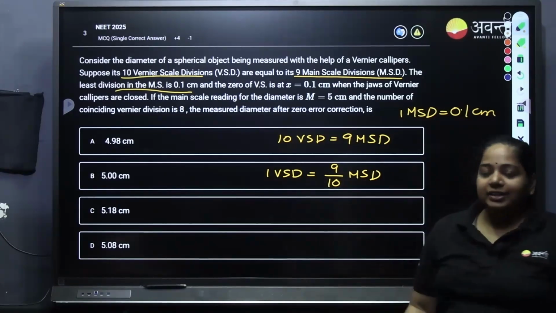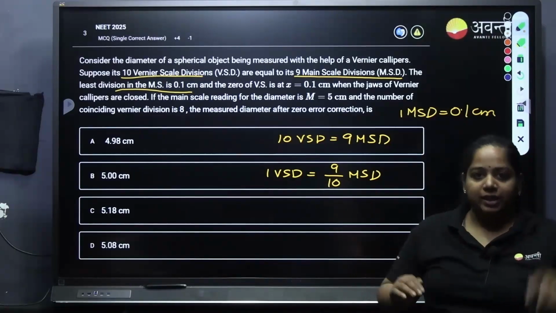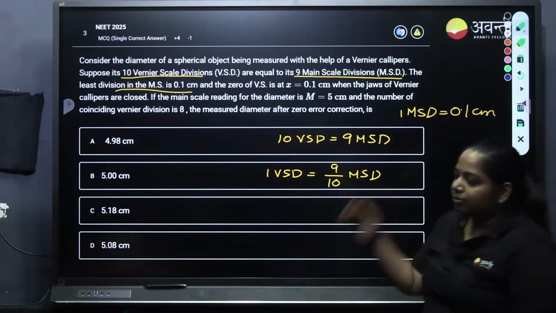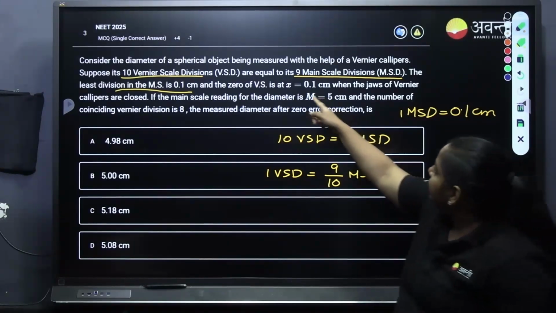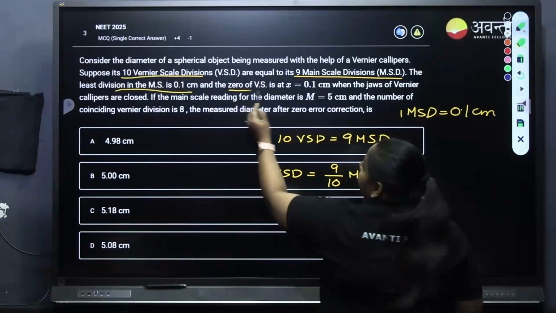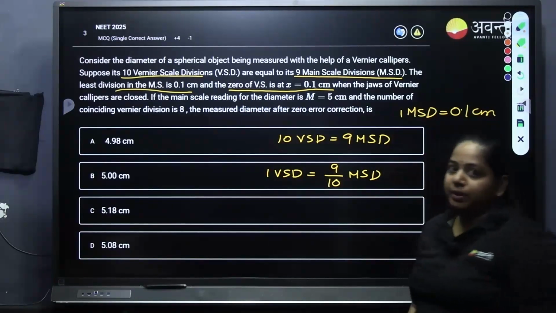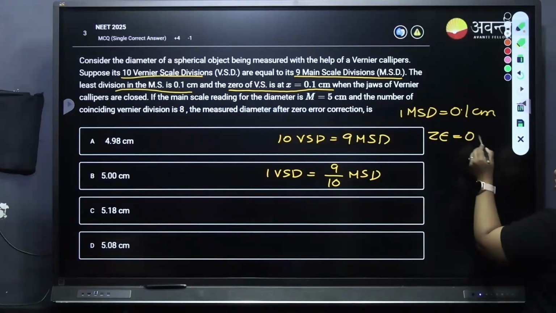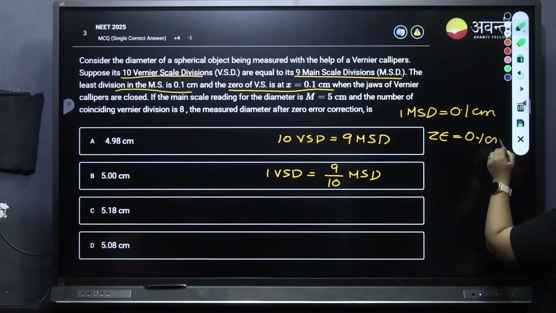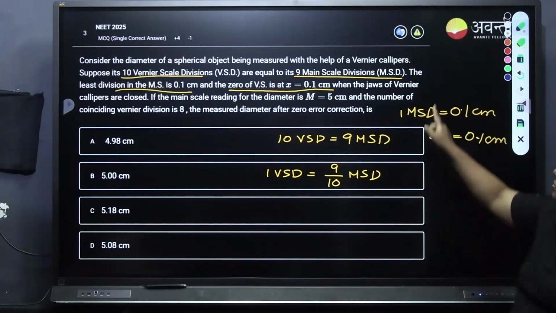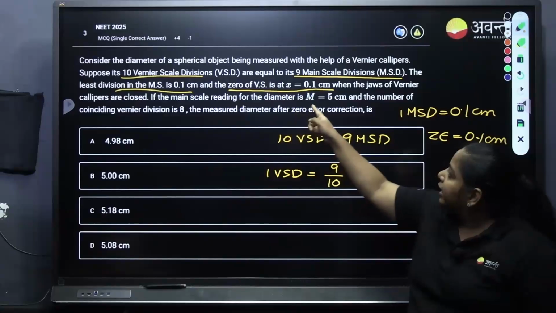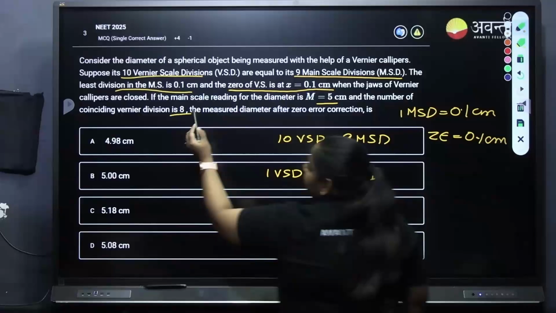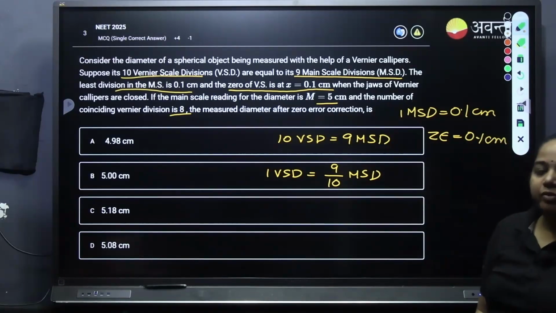So you can take this approach: whatever is given in the question, write down given, then what we have to find. Like that you can write in a proper way and do. Then 0 of vernier scale is at 0.1 centimeter. So zero error is there, zero error is equal to 0.1 centimeter. Now main scale reading is 5 centimeter. Coinciding vernier division is 8. Now we have to find total reading.